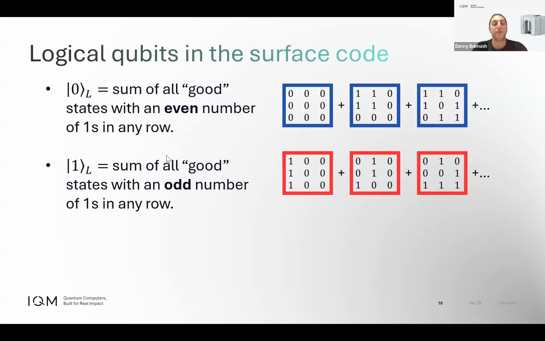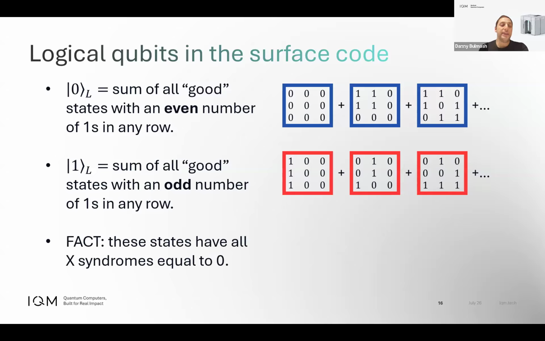So then we have some questions, right? We have to ask, how do we tell if we're in the logical 0 or the logical 1 state? Well, we can just measure whether there's an even or an odd number of 1s in each row. If we measure an even number of ones in every row, we're in state 0. If we measure an odd number of ones in any row, we're in the 1 state. And if neither of those happens, then we're in an error state. Okay.